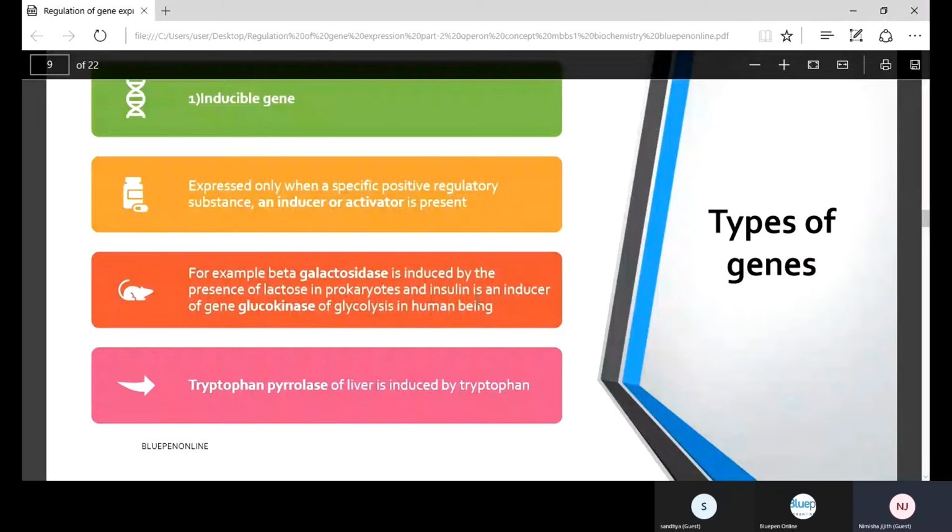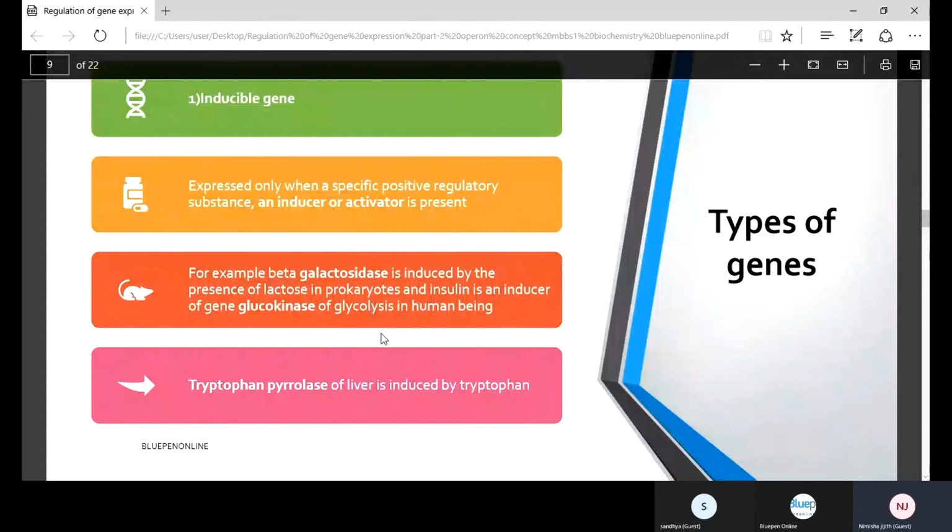Okay, insulin is an inducer of glucokinase of glycolysis. Insulin decreases the level of glucose. So in the presence of insulin, it acts as an inducer of the gene for glucokinase. We know glucokinase and hexokinase are enzymes present in glycolysis. So when the glucose level is increased, insulin secretion occurs. Insulin acts as an inducer or activator. Then the gene expression of glucokinase occurs and the synthesis of glucokinase occurs.